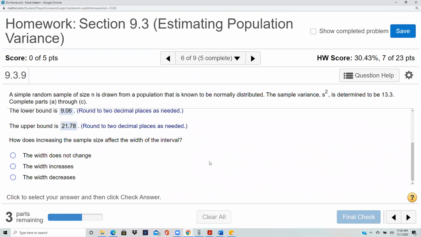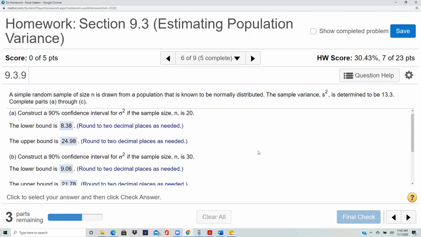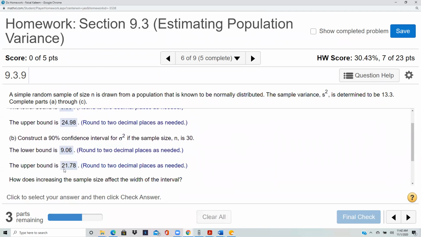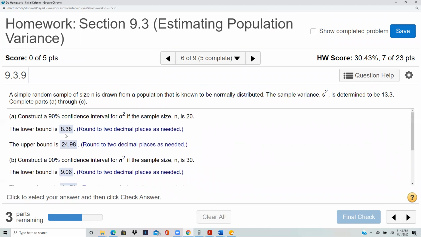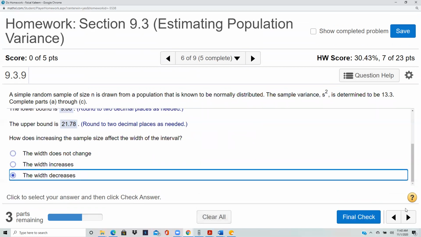How does increasing the sample size affect the width of the interval? So you increased the sample size from 20 to 30. So with 20, you had 8 up to 24. And now you start later, you start at 9 and you finish earlier at 21. So this is a shorter interval. 9 to 21 is a shorter interval than 8 to 24. So the width decreases.